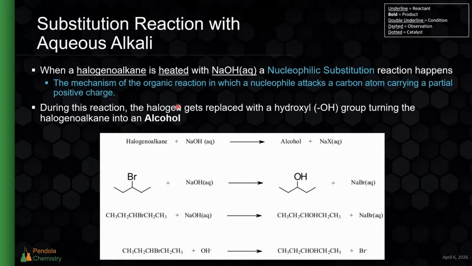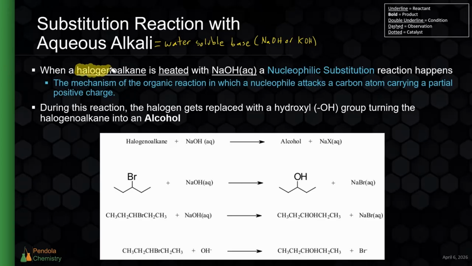The first and most common reaction we're going to see is the substitution reaction of a halogenoalkane with an aqueous alkali. So remember, alkalis are water-soluble bases. The term alkali here means a water-soluble base. And the most common alkalis are always going to be NaOH, sodium hydroxide, or potassium hydroxide, KOH. In this case, we have chosen sodium hydroxide as the example, but understand that this reaction could happen with potassium hydroxide very easily.